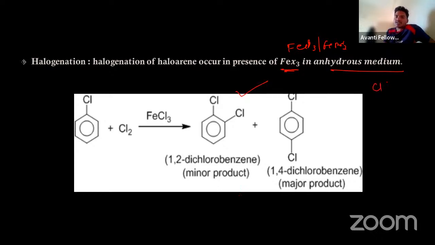Here you are going to get Cl plus, sorry, Cl plus cation. This is acting as an electrophile. So the Cl plus is acting as an electrophile, and it is substituted at the ortho position and the para position.